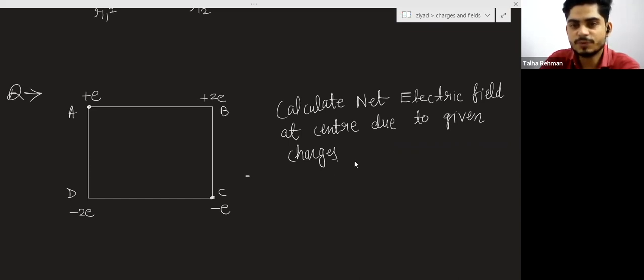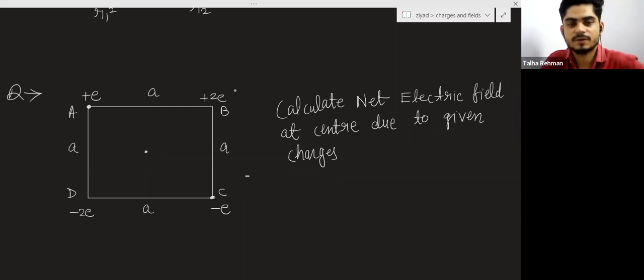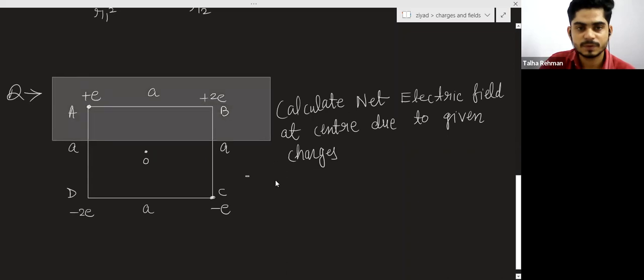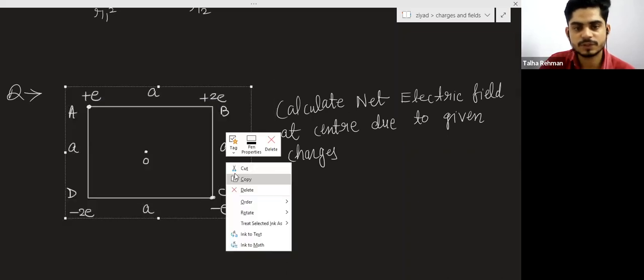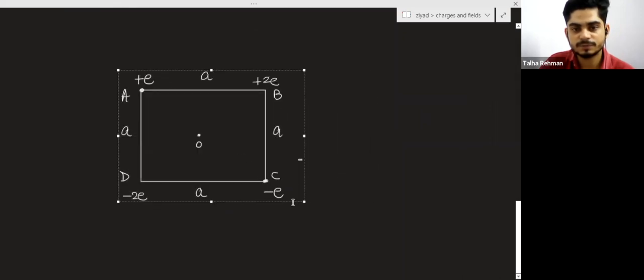So now you have to calculate the magnitude and direction at the center, and it is given that this is a square of side A. If O is the center of this square, so this is the question. Now we will calculate the answer of the question.